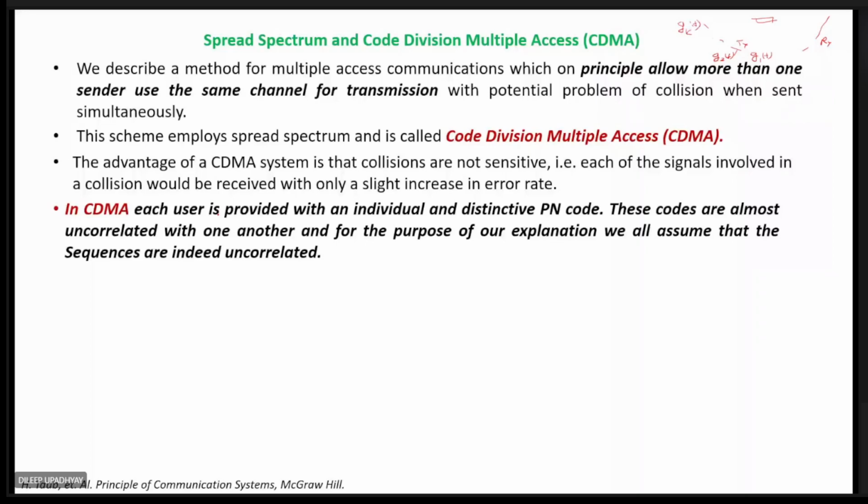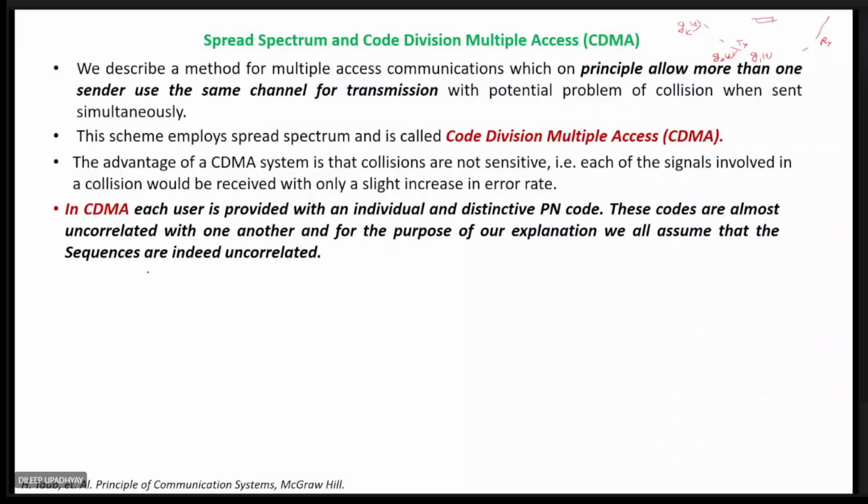So in CDMA, each user is provided with an individual and distinctive PN code. These codes are almost uncorrelated. That is, g1 and g2 are uncorrelated. There is no similarity between these two. But the chip frequency for all the PN sequences remains the same, that is fc. And at the same time, we assume that the transition from one chip to another chip for all the bits happens simultaneously.